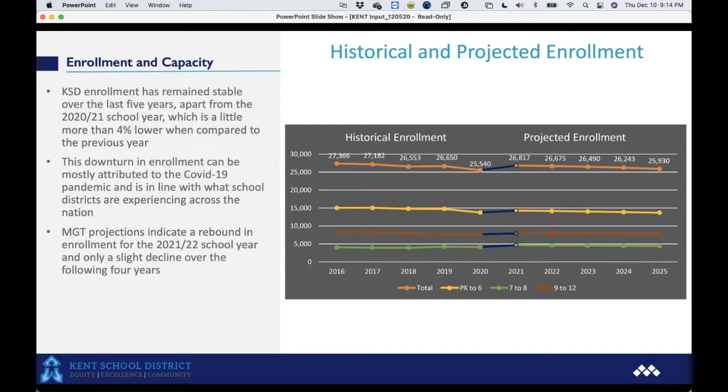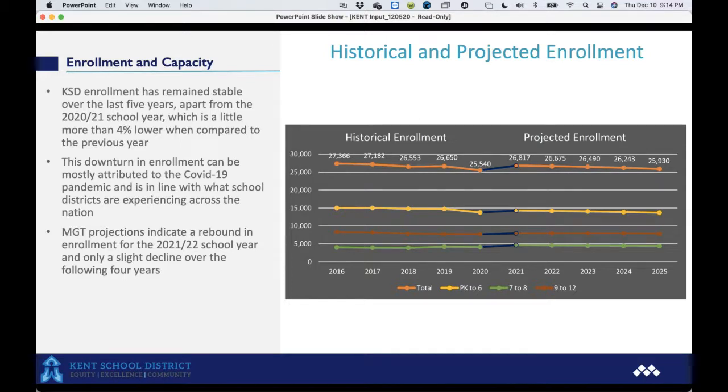Enrollment and capacity. KSD enrollment has remained stable over the last 5 years, apart from the 2021 school year, which is a little more than 4% lower when compared to the previous year. This downturn in enrollment can be mostly attributed to the COVID-19 pandemic and is in line with what school districts are experiencing across the nation.